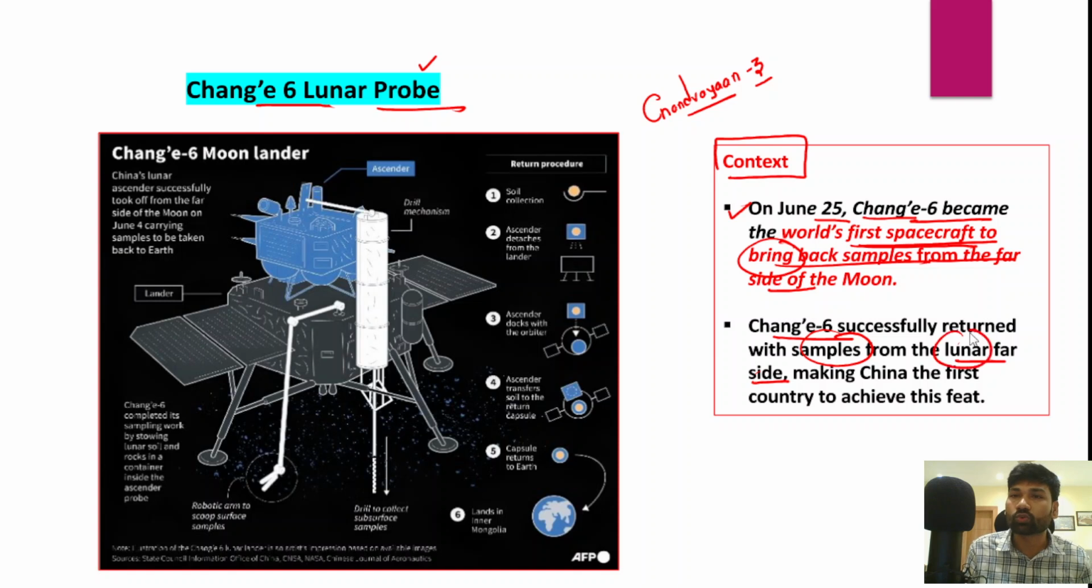So the moon is also known as lunar, and soil from the moon is also known as lunar soil. So it collected samples and those samples were brought back to Earth successfully. And in fact, China is the first country to achieve this feat successfully, sending a spacecraft and bringing lunar samples from the lunar surface back to Earth.